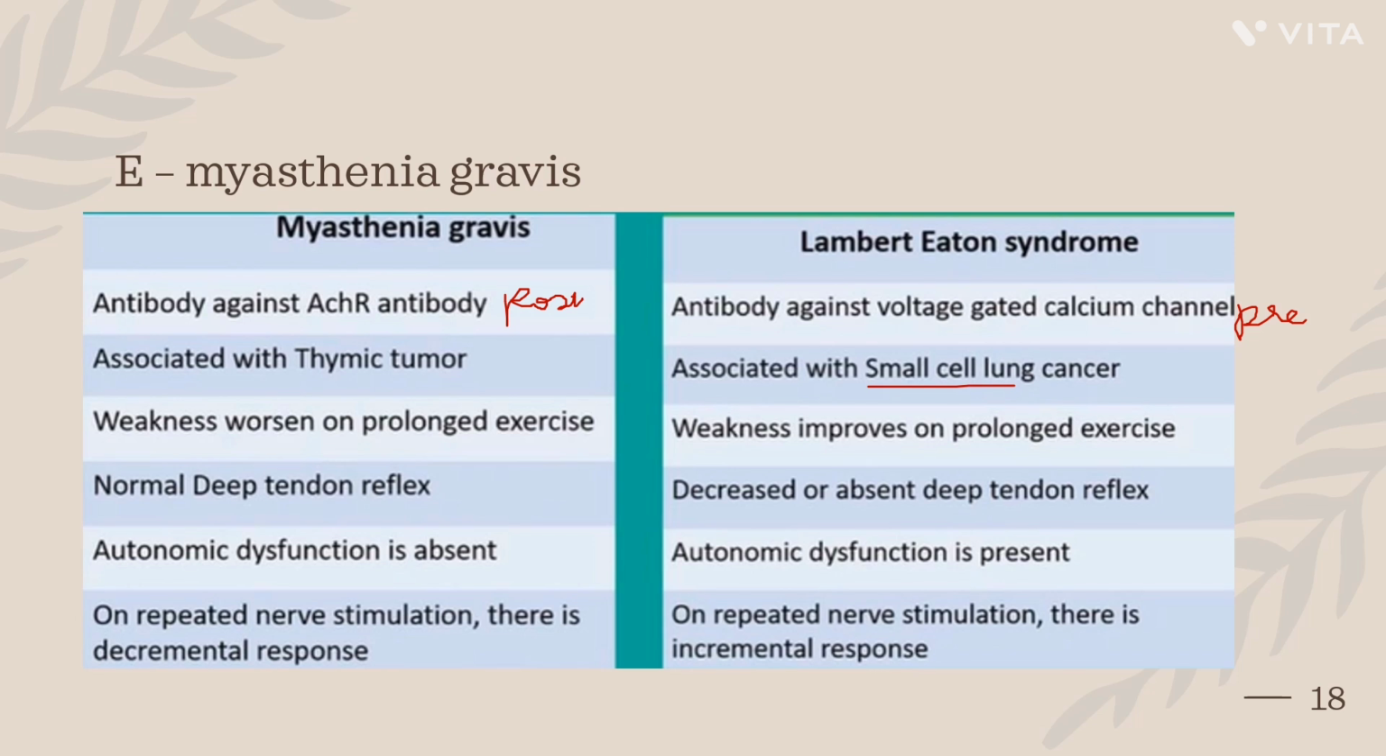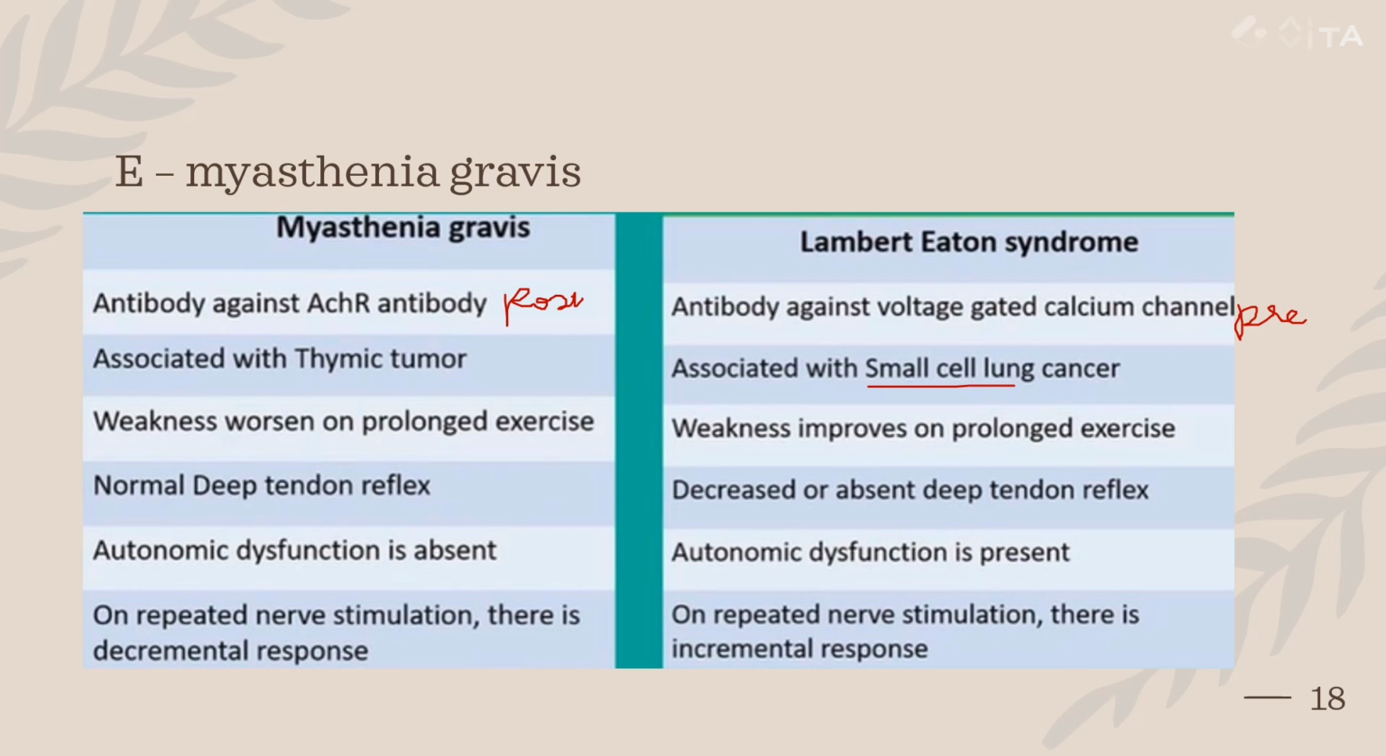Myasthenia weakness worsens on prolonged exercise. Lambert-Eaton weakness improves on prolonged exercise. That is your increment response. Even when you're doing a nerve conduction study, you can elicit that increment response. Normal deep tendon reflex in myasthenia, absent deep tendon reflex in Lambert-Eaton. Autonomic dysfunction is absent in myasthenia. They can be present in Lambert-Eaton.